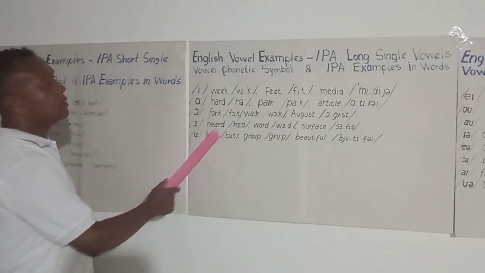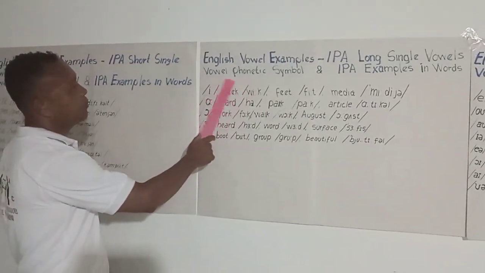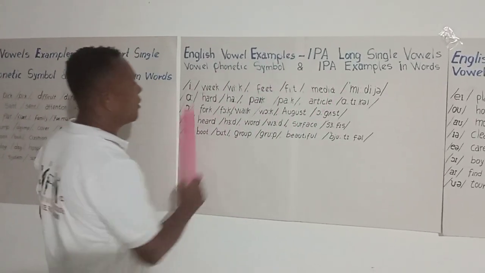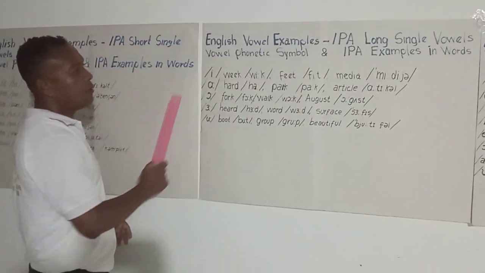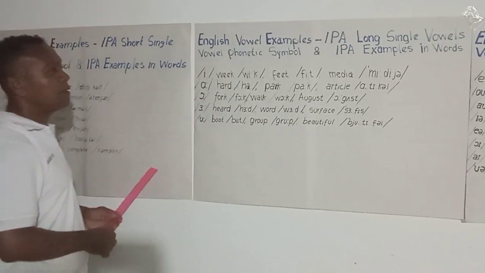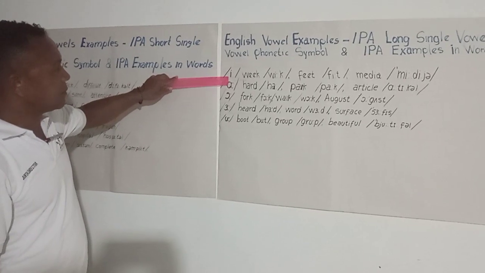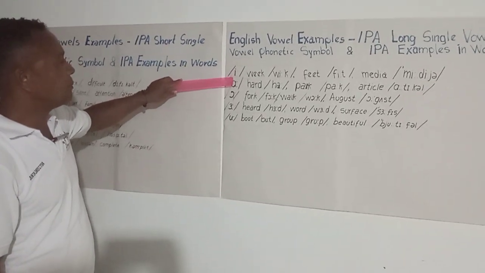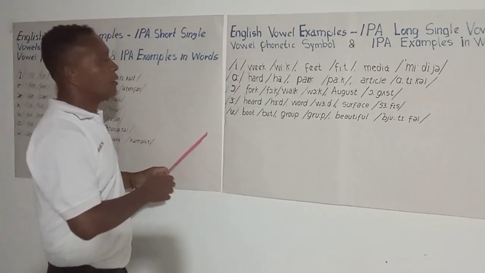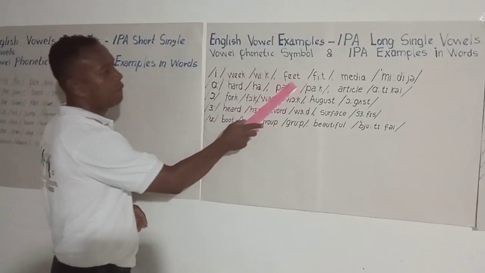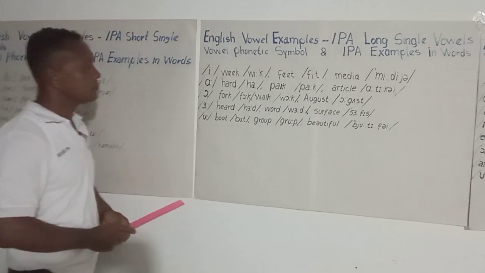Okay, let's continue. This time I'm going to explain about the English vowel IPA and long single vowels. Vowel phonetics and symbol. The IPA symbols in words. The sound of this vowel is higher and close, like in weak, fade, medium.